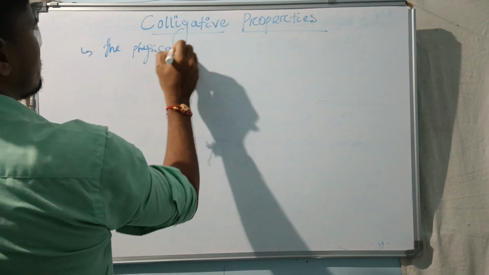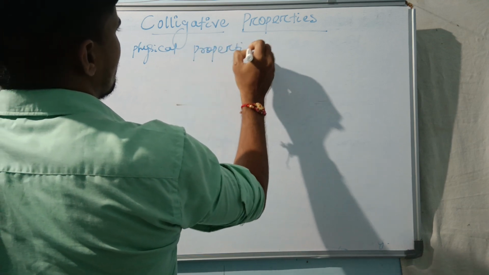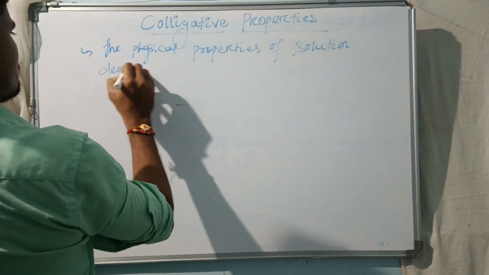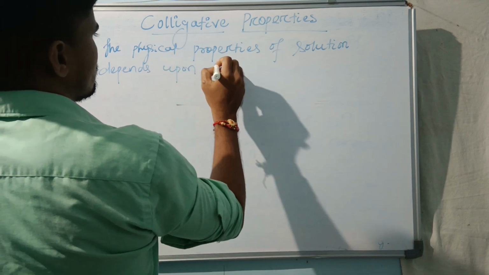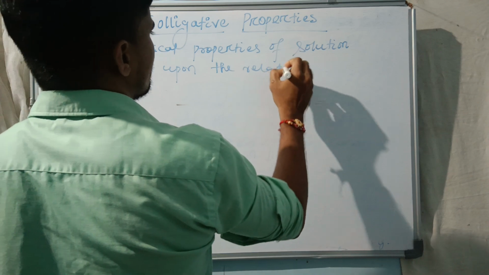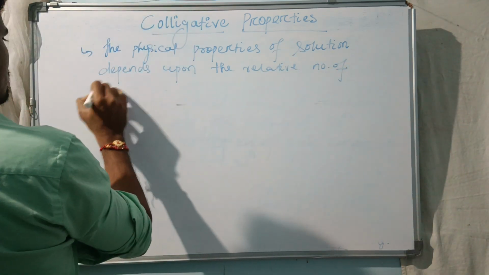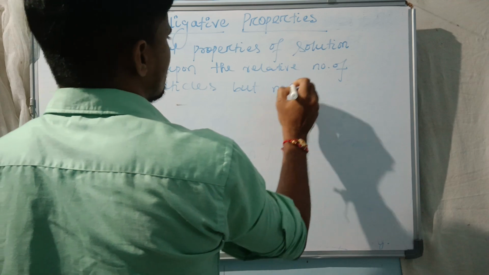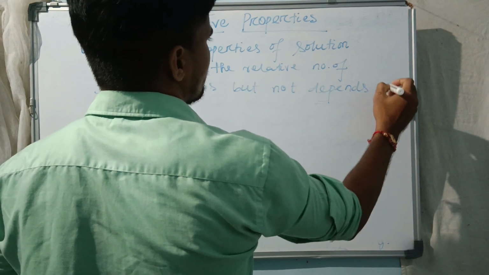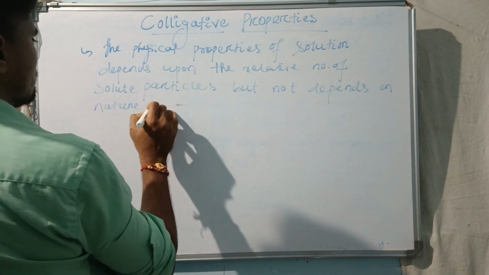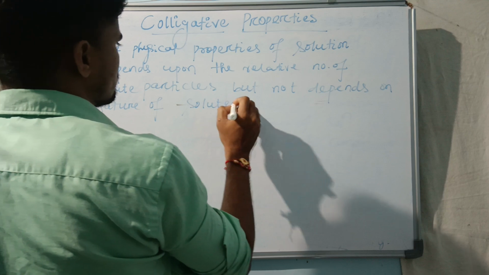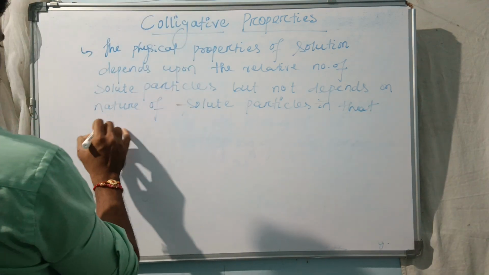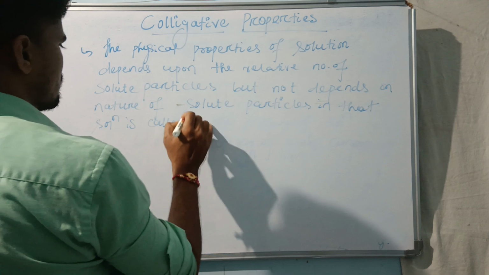The physical properties of a solution that depend upon the relative number of solute particles, but not on the nature of the solute particles in the solution, are called colligative properties.